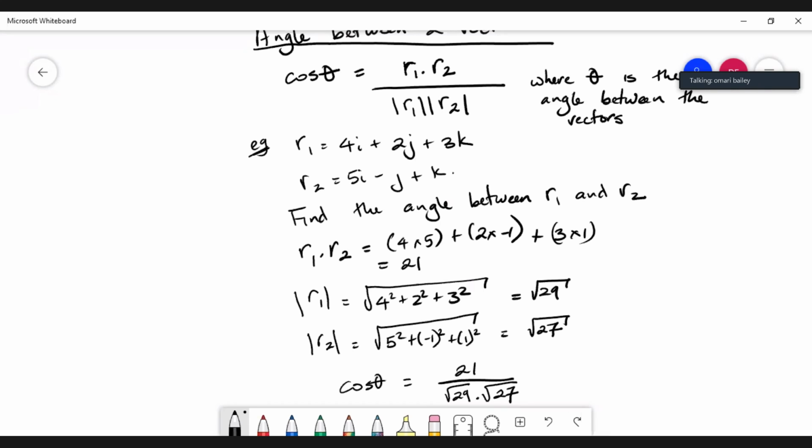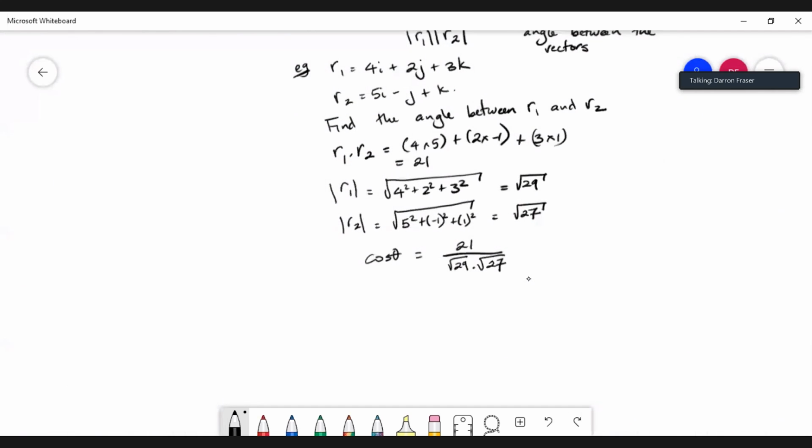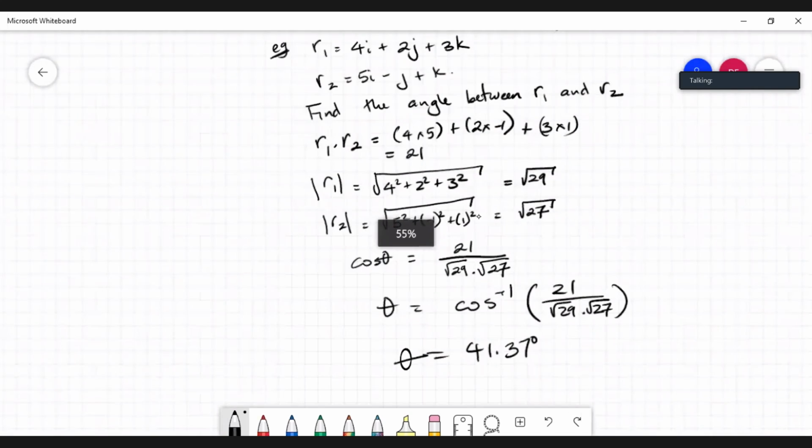We get 41.37 degrees. Let me just write it like this: theta is equal to cos inverse of 21 over the square root of 29 times the square root of 27, which is 41.37 degrees. All right, so that's the angle between two vectors.